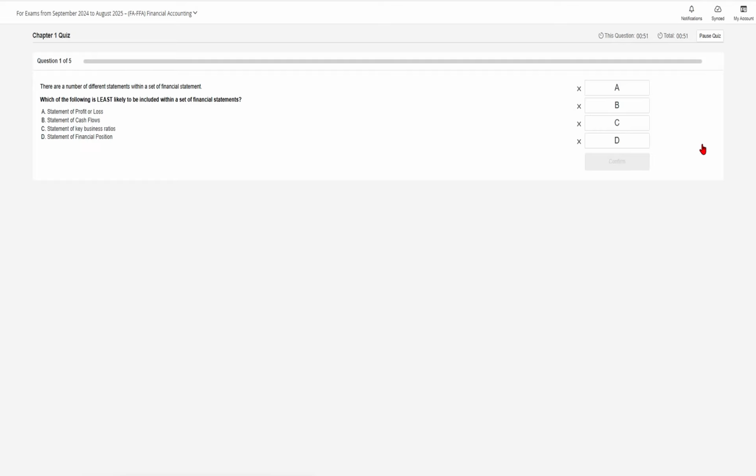So these 5 things make the financial statements, and the question is, which of the following is least likely to be included within the set of financial statements? First one is the statement of profit or loss. Obviously it is included, as I said. And the statement of cash flows, yes, it is also included. Third one is the statement of key business ratios. Do you think I mentioned this name in those 5? No. So this is the least likely.